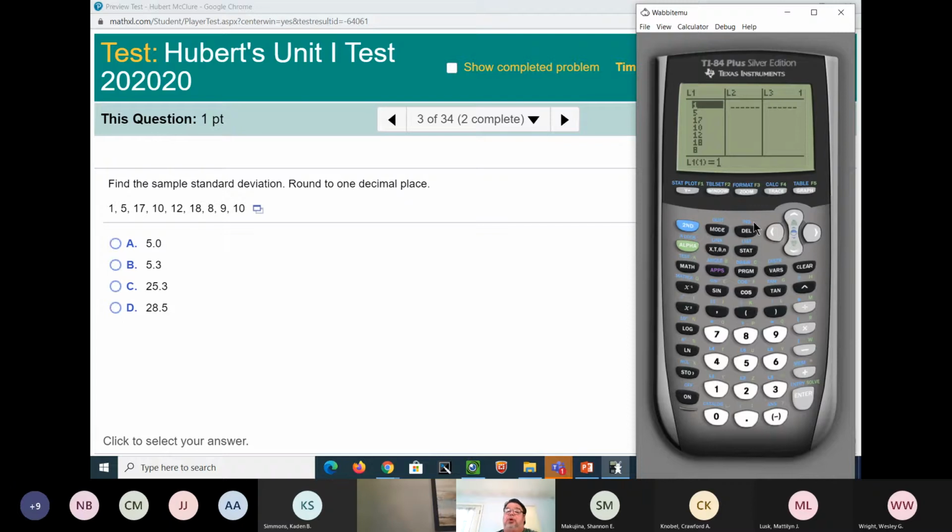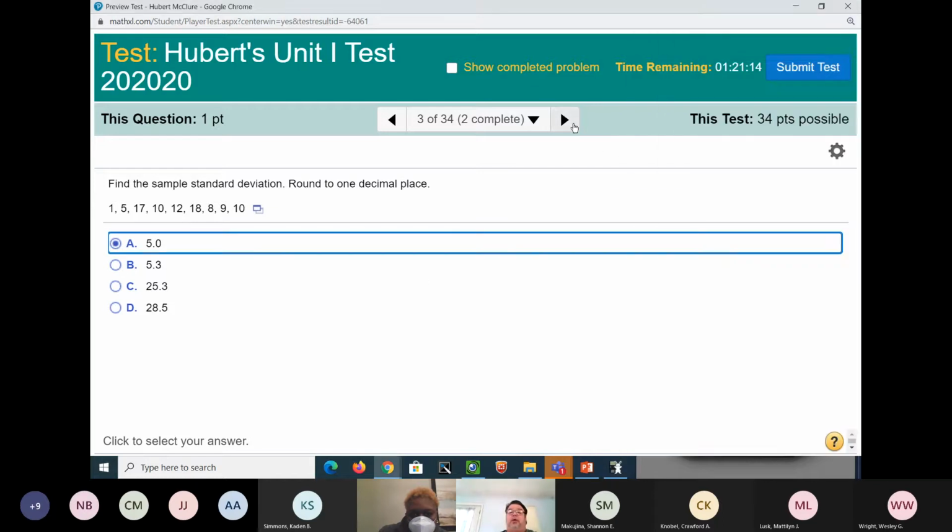I'm going to sort, stat, sort in ascending order. Second, L1, which is 1, close parenthesis, enter. Stat, calculate, first variable statistic. Go down to calculate. I'm not going to write it down because they're just asking for the standard deviation. SX is 5.03, and that would be 5.0. Next.